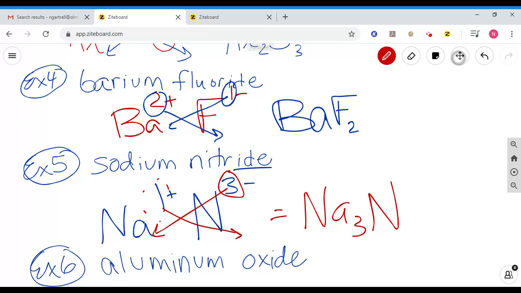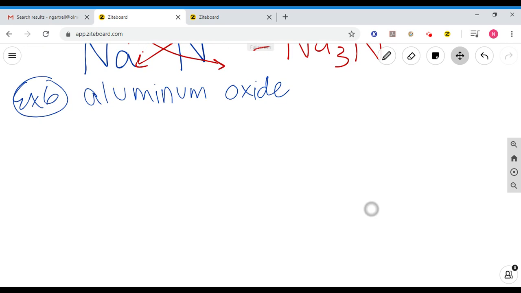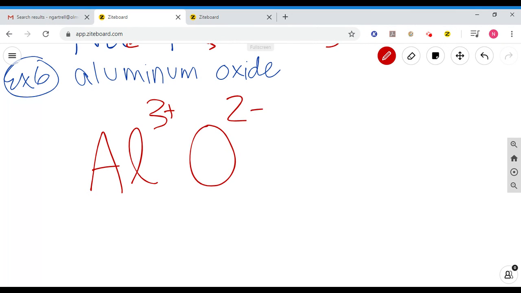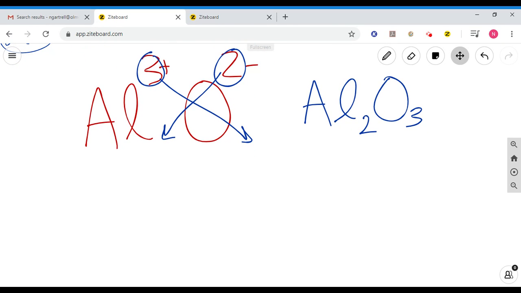And the last one is aluminum oxide. This is a double crisscross. Al 3 plus, O 2 minus. Crisscross. So it's Al2O3. All right, I'm just going to continue on with our lesson for today.